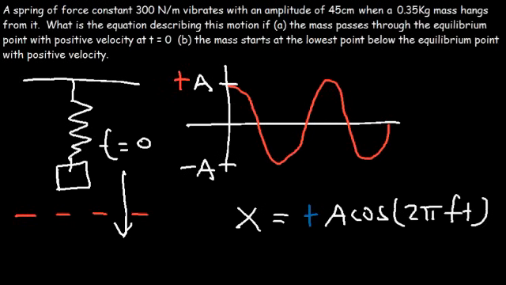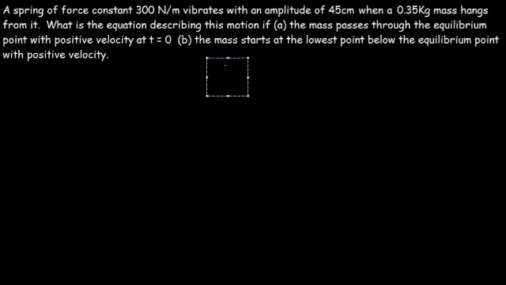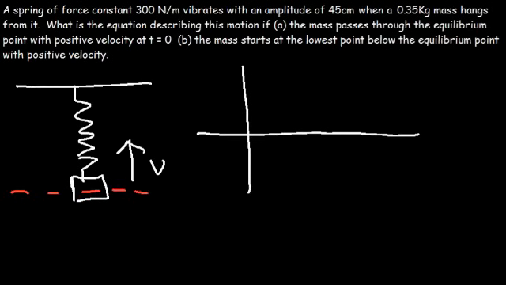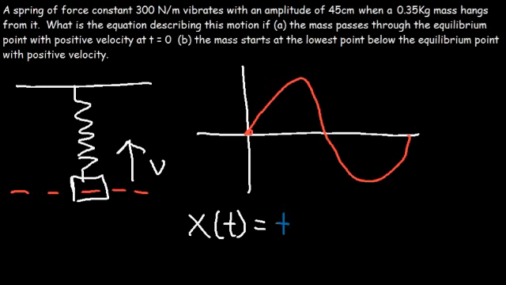But we don't have that situation. This is if it's starting above the equilibrium point and going down with negative velocity at t equals 0. The situation that we have for part A is that it's starting at the equilibrium position and it's moving with positive velocity. That means it's going in the positive y direction. So to graph it, because it's at the equilibrium point, it starts at the center and goes up. This graph is positive sine, so the position function is going to equal positive a sine 2 pi ft. So that's what we have for part A.